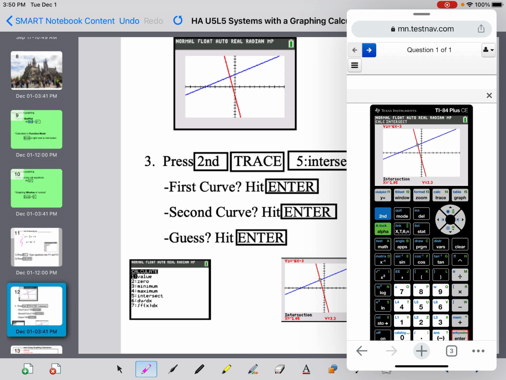And my intersection here looks like it is at x is equal to -1.05 and y is equal to 3.3. Just remember that we want that in a coordinate point. And then be careful of how many decimal places they want you to round to.